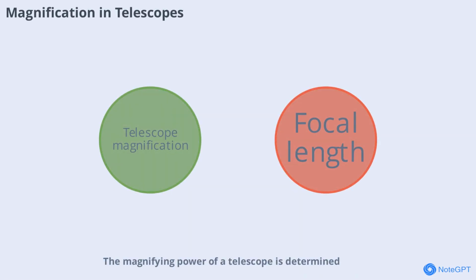Magnifying power of a telescope is determined by the focal lengths of its objective and eyepiece. By adjusting these components, astronomers can observe distant objects in greater detail. High magnification is essential for studying planets, stars, and galaxies, making telescopes powerful tools for exploration.